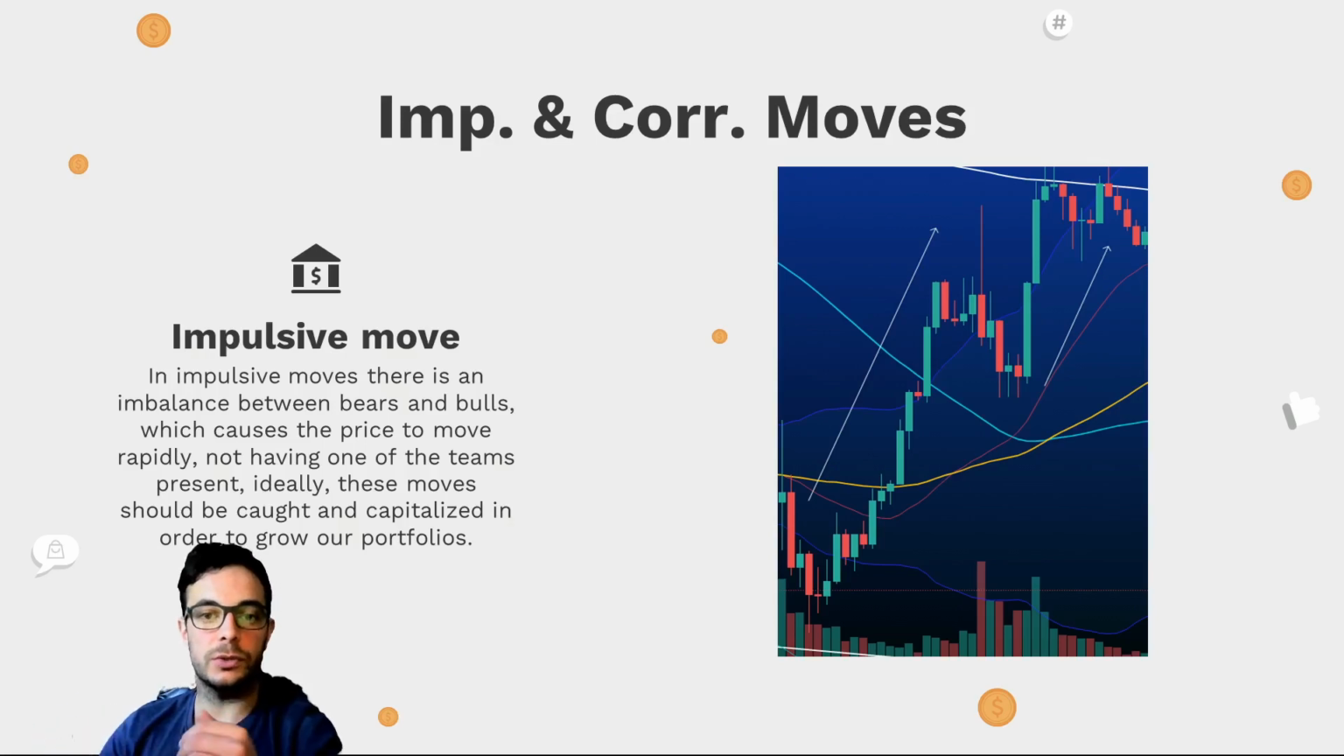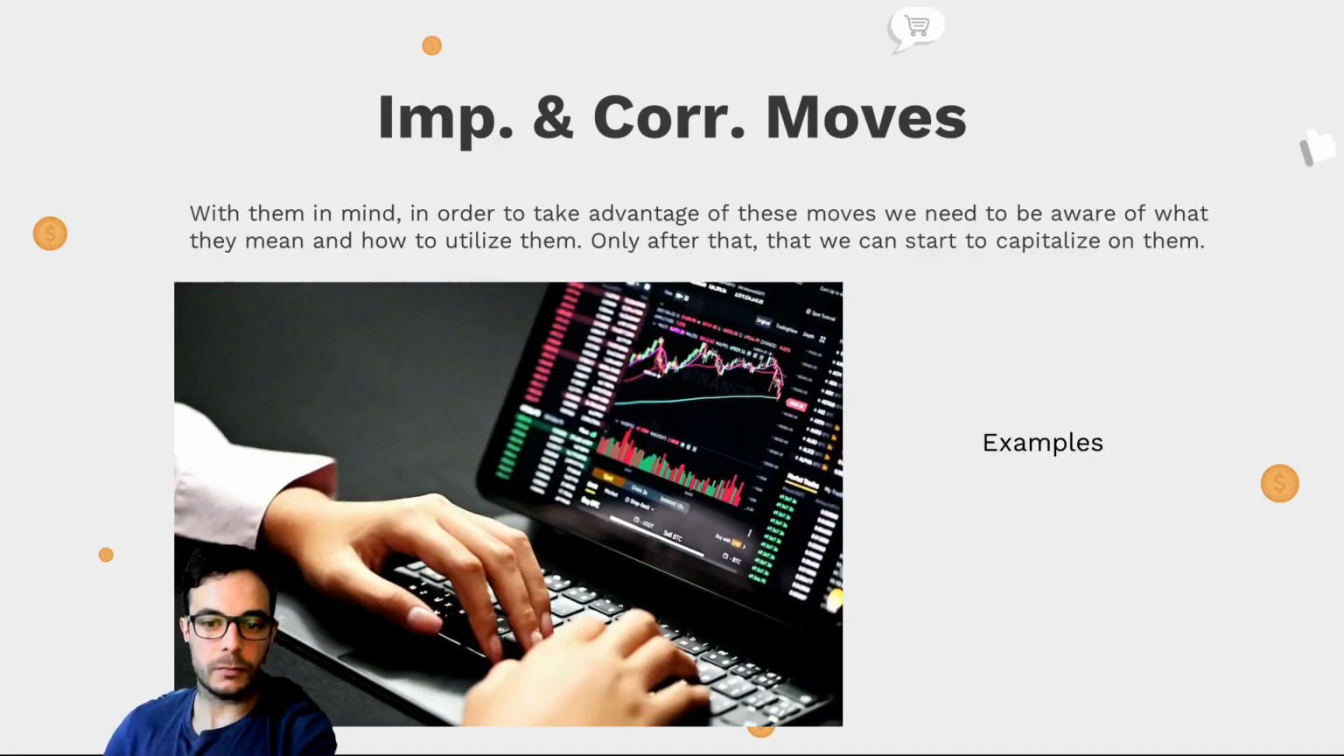From the corrective moves, there's always a break, because one side of the team will come out and the other side will end up losing, therefore moving the market to one side or the other. As you can see in this image, it came out of a corrective move, then it broke and there was an impulsive move, a bit of correction, and then another impulsive move. This is the difference between corrective and impulsive moves. With them in mind, in order to take advantage of these moves, we need to be aware of what they mean and how to utilize them. Only after that can we start to capitalize on them. Let me show you some examples.